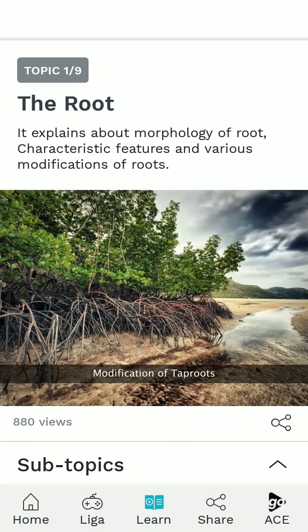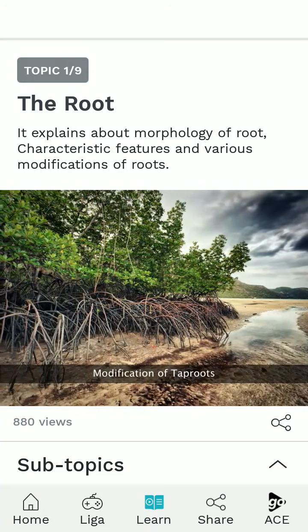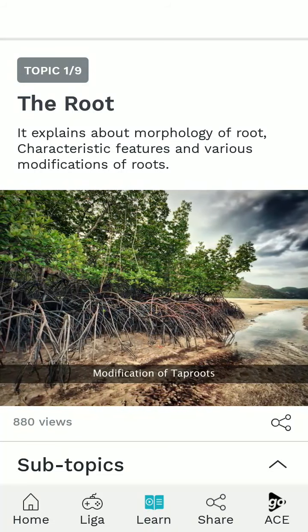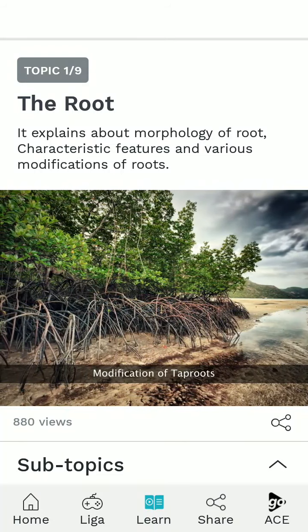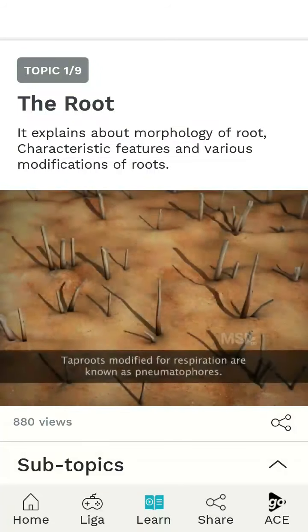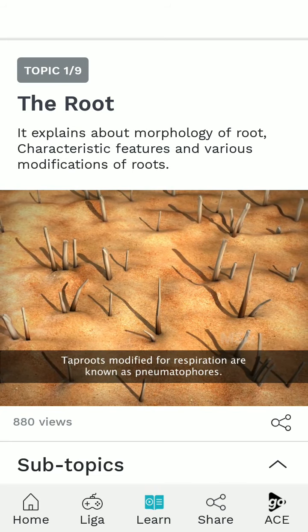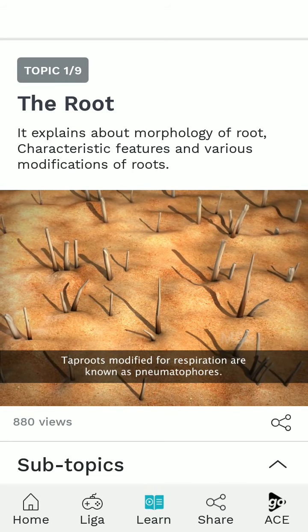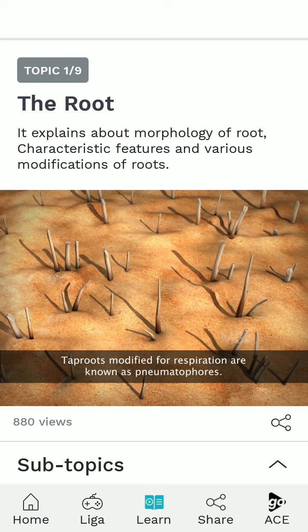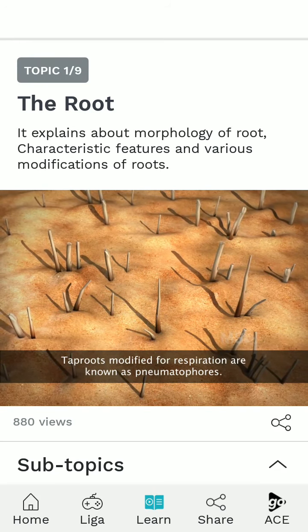Another example of root modification is the upward growth of taproots in plants that live in marshy areas. Such roots which grow against gravity are called breathing roots or pneumatophores. They occur in plants that grow in marshy areas and are used for respiration.